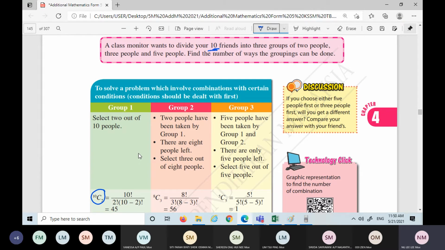the 10 people, you have 8 people left. Now to form the second group, which has 3 people, 8 choose 3. 8C3. Then after you choose 3 out of the 8 people, the balance is 5. So this is for the last group, 5 choose 5, 5C5. Then in between is times.